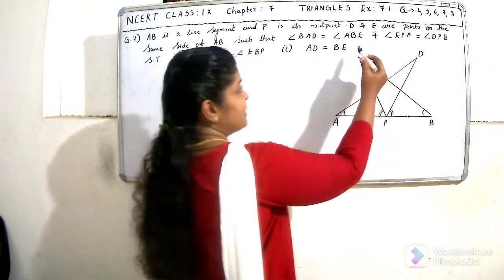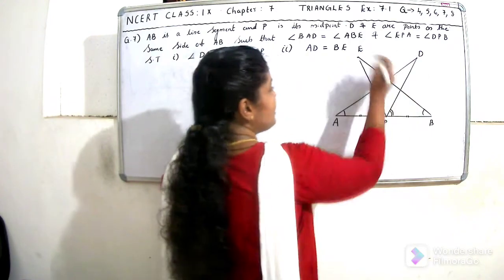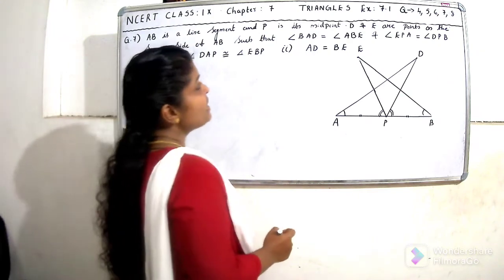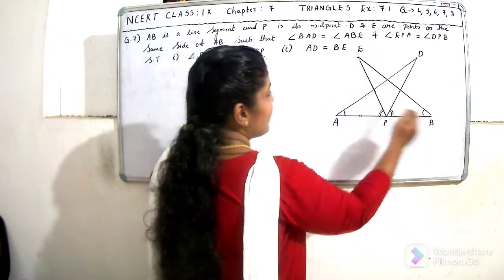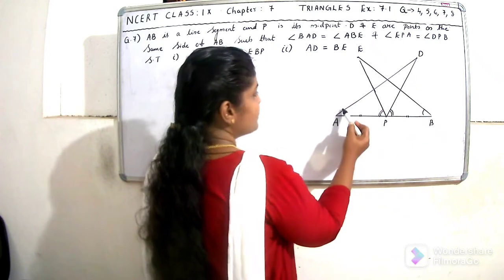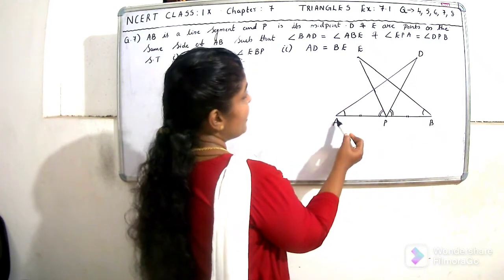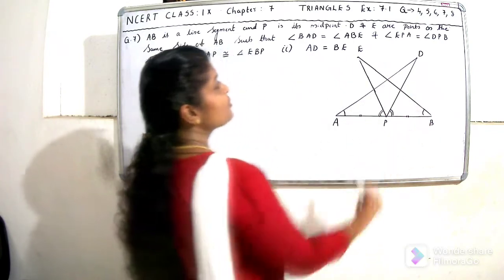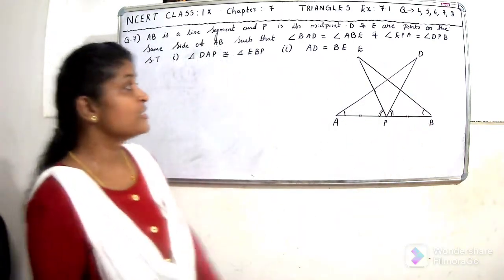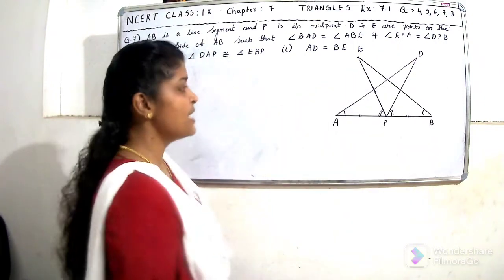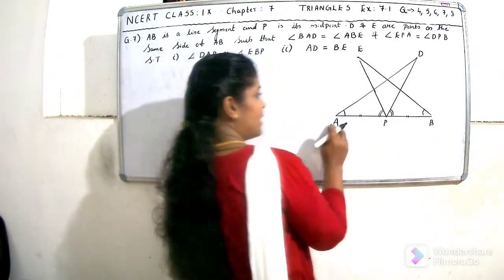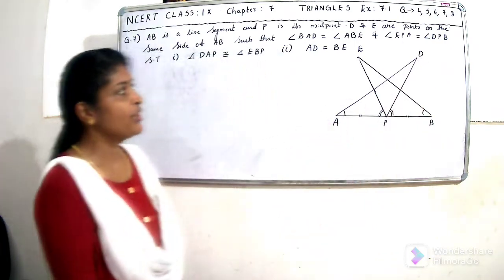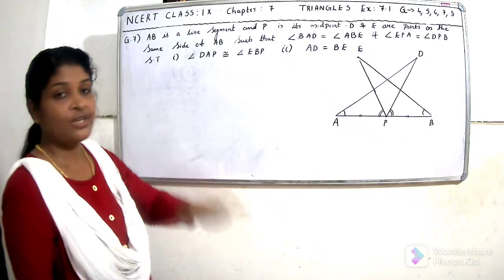D and E, these are the two points. D and E are on the same side of AB, such that angle BAD, that means this corner, and angle ABE, that means this corner, these two corners are equal. One more pair of angles are equal: angle EPA and DPB. These two corners are also equal. So in total they gave three clues.